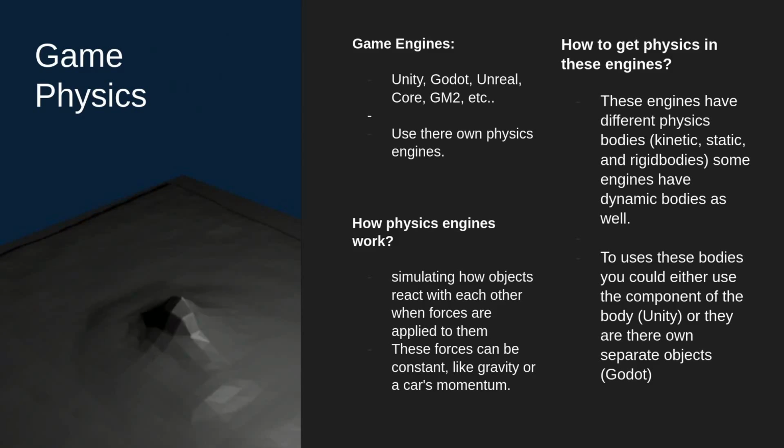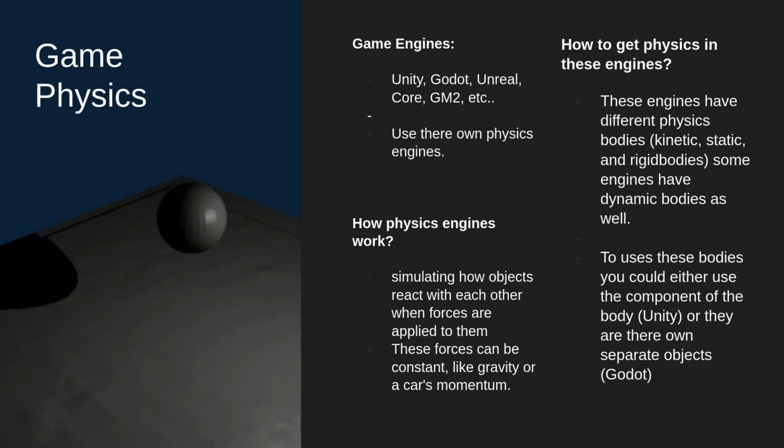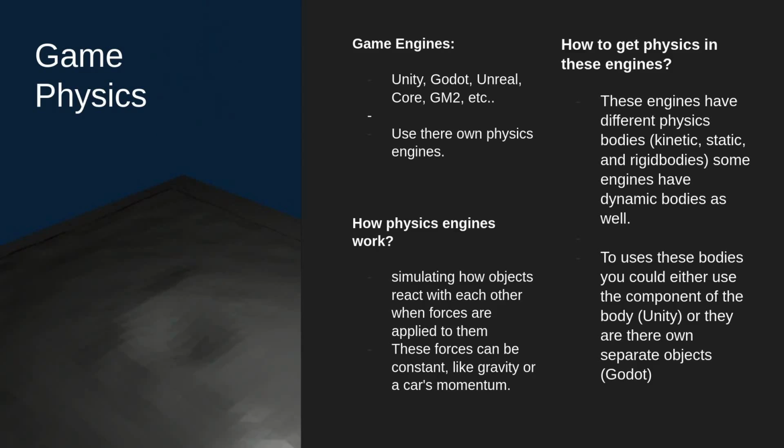physics engines. How physics engines work is they allow us to simulate how objects would react when a force is applied to them. And these forces could be constant forces like gravity or a car's momentum.